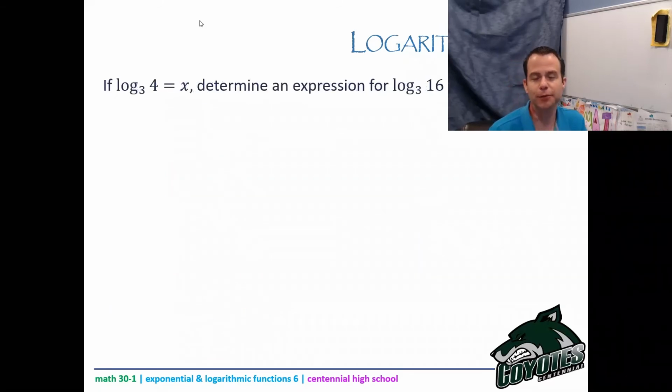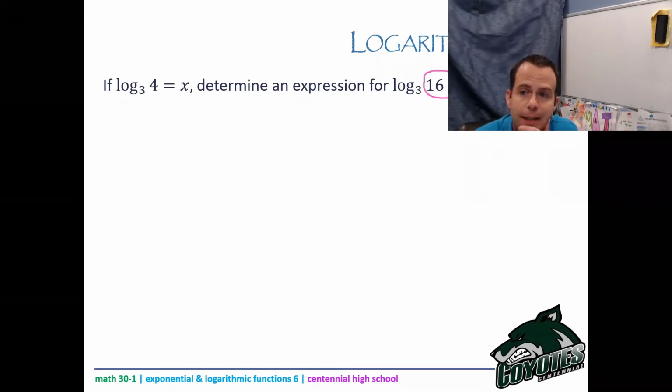If log base 3 of 4 equals x, determine an expression for log base 3 of 16 in terms of x. These are fun little games that you play. They make great test questions. They make great diploma questions. And what we're going to do is we need to play with this 16, and we need to say, how can I make that 16 turn into a bunch of 4s? Because if I could make it say log base 3 of 4, every time I see log base 3 of 4, I could replace it with x. So can I make 16 be written as 4 to the something? And of course, the answer to that is yes, it can be 4 squared.